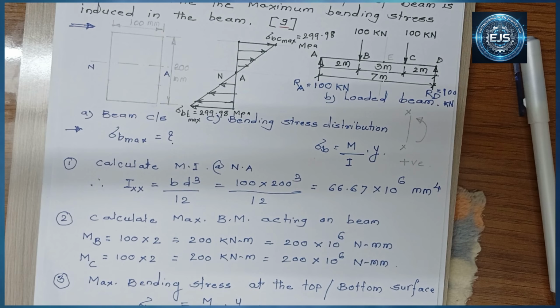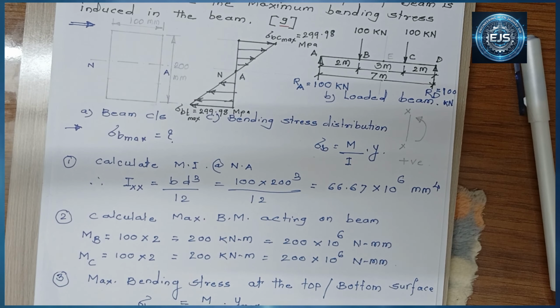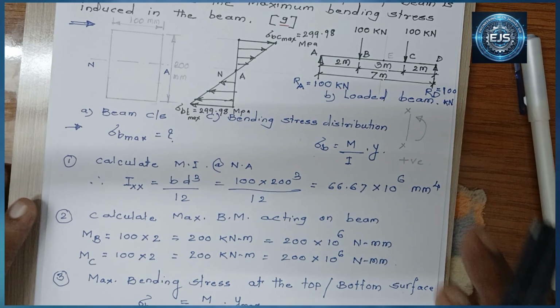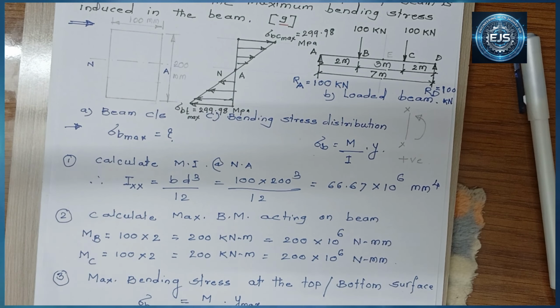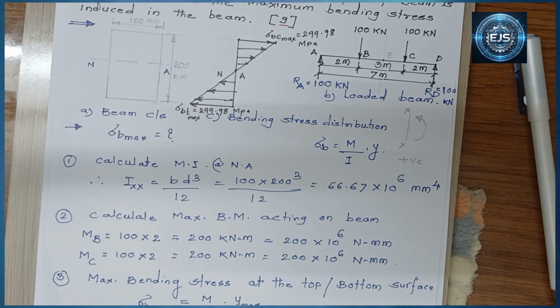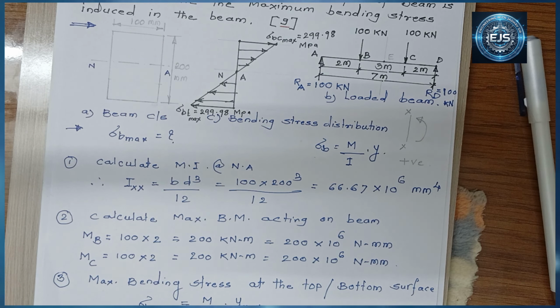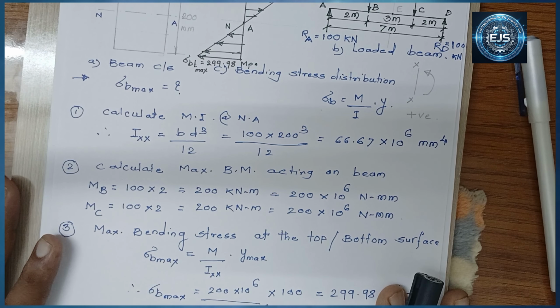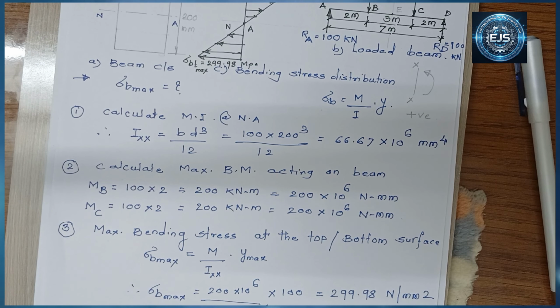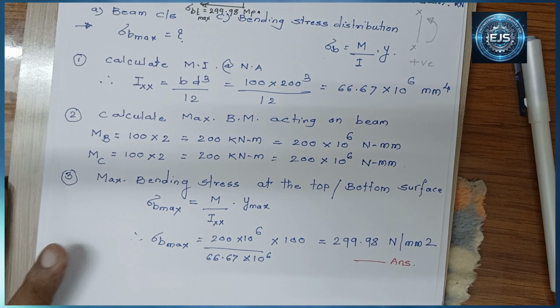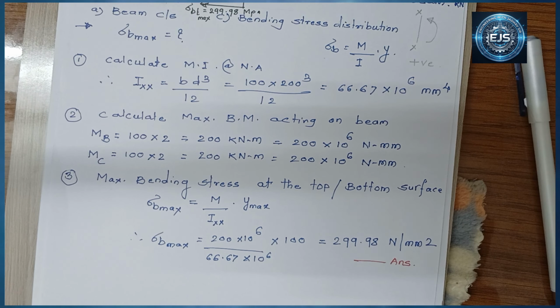So as compared to the previous problem, this problem is very simple and it is asked for 9 marks. The only thing is that we need to calculate the maximum bending moment value from the given loaded beam. The maximum bending moment value is 200 kilonewton meter or 200 into 10 raised to 6 Newton mm. From that we can calculate the maximum bending stress value, and that is 299.98 Newton per mm square. At the top surface it is compressive and at the bottom surface it is tensile. So this is all about this problem. So thank you.